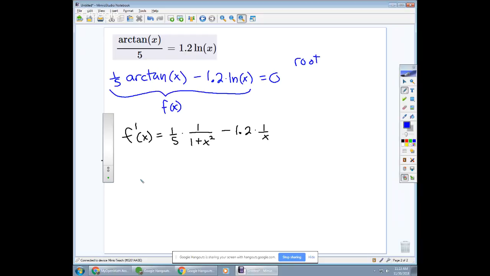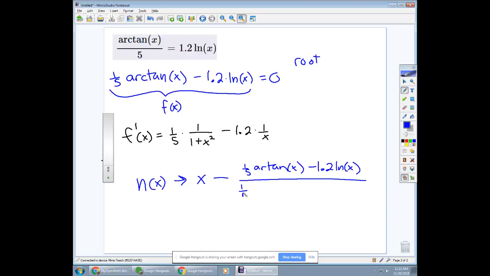With Newton's method, we're just going to plug and go. We get this recursive function I'm going to call n of x, where you start off with some x value and then you subtract the ratio of the function to its derivative. So the function is 1/5 arctan of x minus 1.2 natural log of x, divided by its derivative, 1/5 times 1 over 1 plus x squared, minus 1.2 over x. And then we just pick some calculating device and plug in and see what happens.